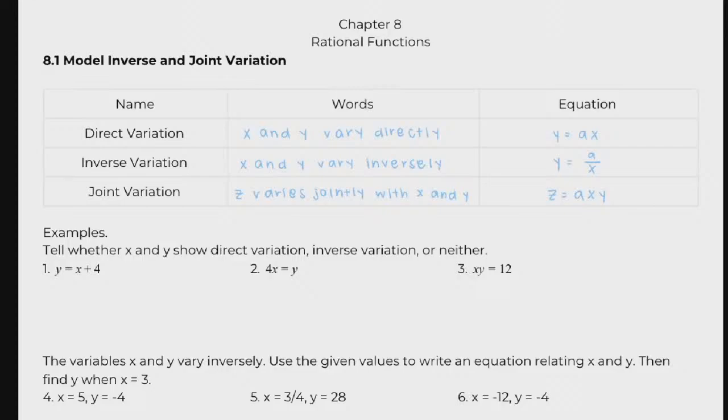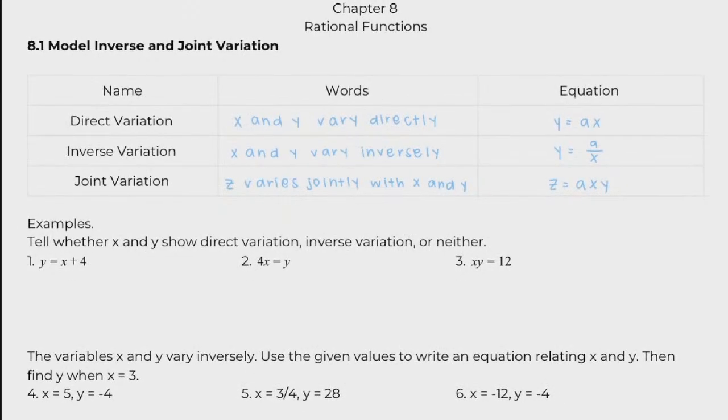Hello, today I'll be going over 8.1, which is model inverse and joint variation. If you remember from first semester, we went over direct variation. So in words, it would say x and y vary directly, and that means the equation was y equals ax.